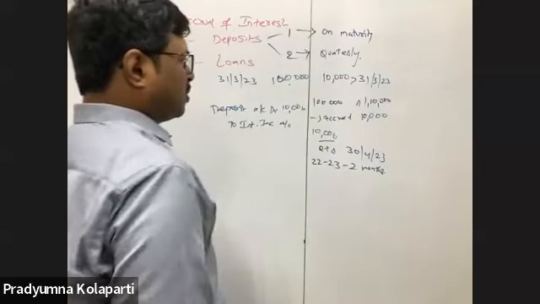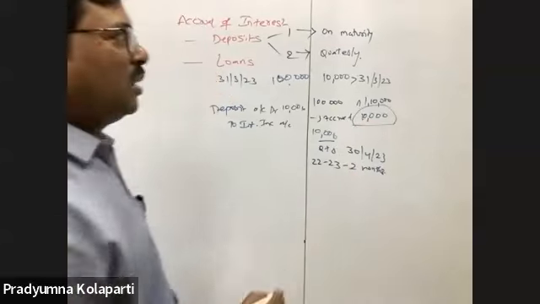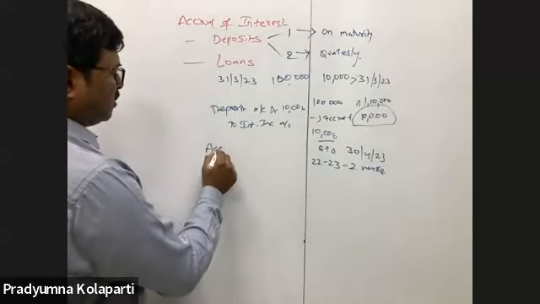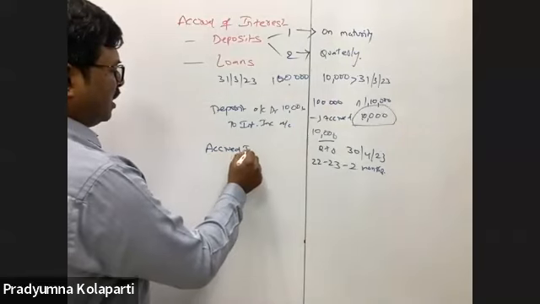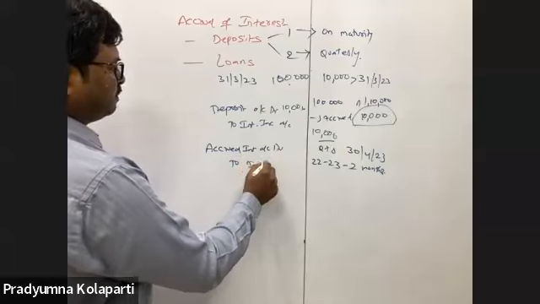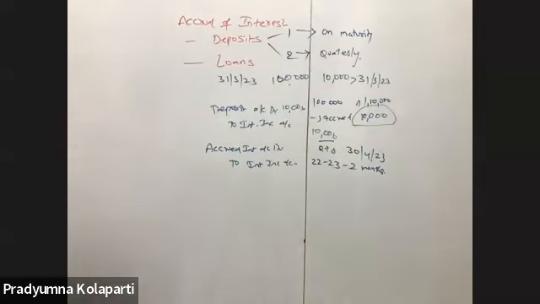This 2 months accrual, he will mention that this 10,000 is accrued against so and so deposit. At that time, you will take the entry as accrued interest account debit to interest income account. This is how you have to take the entry.